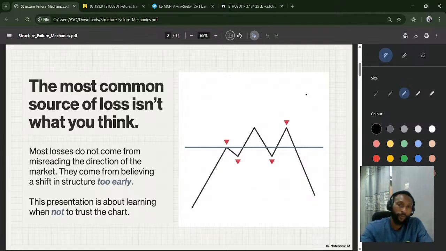All right, let's go on. The most common source of loss isn't what you think. Most losses do not come from misreading the direction of the market. They come from believing a shift in structure early. This presentation is about learning when not to trust the chart. Do you understand that? This presentation is basically about learning when not to trust the chart.